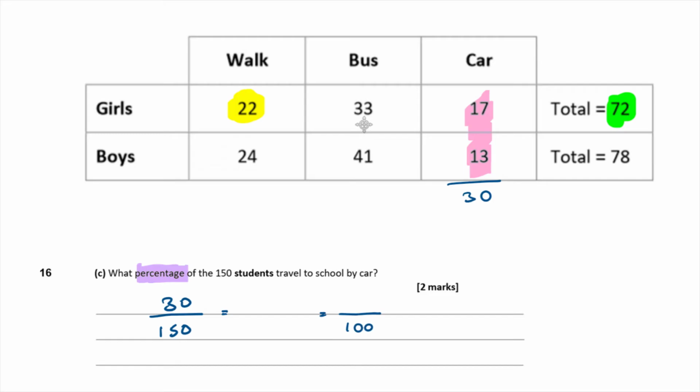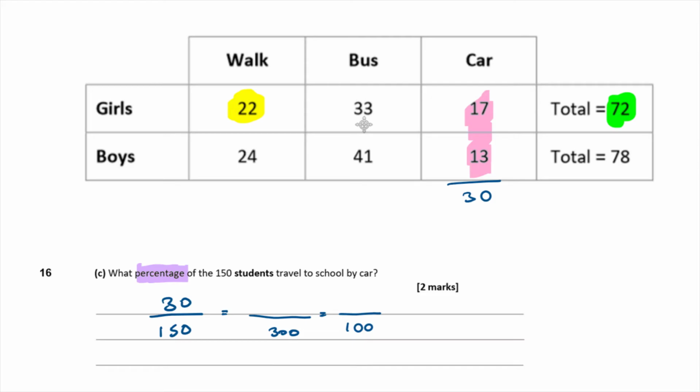So I'm going to try and rewrite this as a fraction over 100, but often it's easier to go by a stepping stone because I can't multiply or divide 150 and get 100. But what I can do is double it first and go via 300 and then divide by 3.